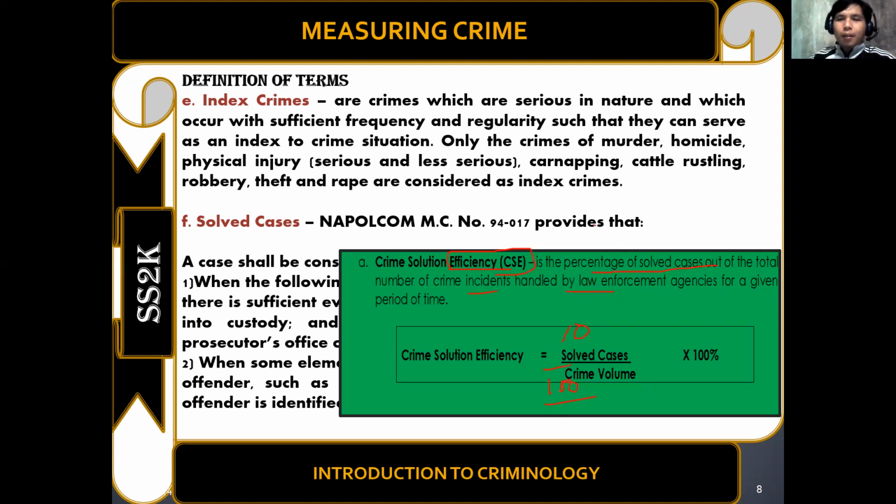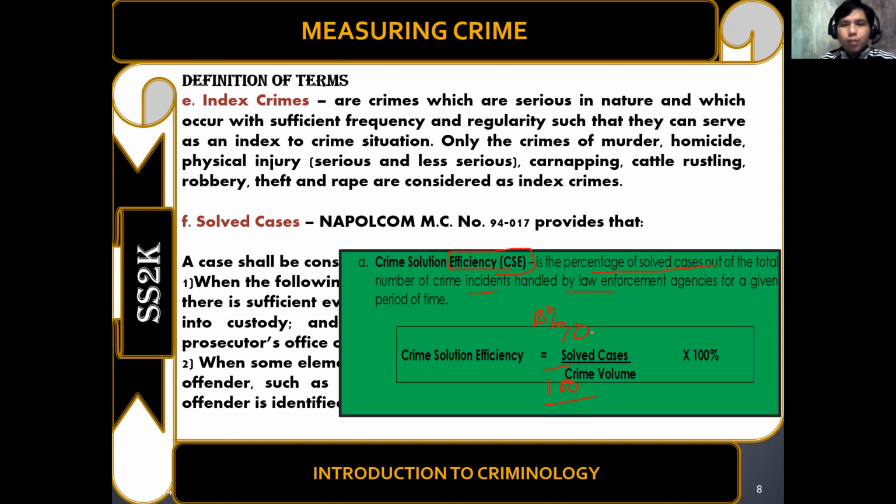Mababa. Pagka sinabi nating crime solution efficiency, gaano ka-efficient ang ating kapulisan sa pag-solve sa kaso. Okay? So, pagka 10 ang na-solve out of 100, ano yung kanilang efficiency? 10%. Mababa. Yan po ang crime solution efficiency. Binibigyan ko lang kayo ng example para ma-solve nyo later on ang ibibigay na problems doon sa inyong mga quizzes.